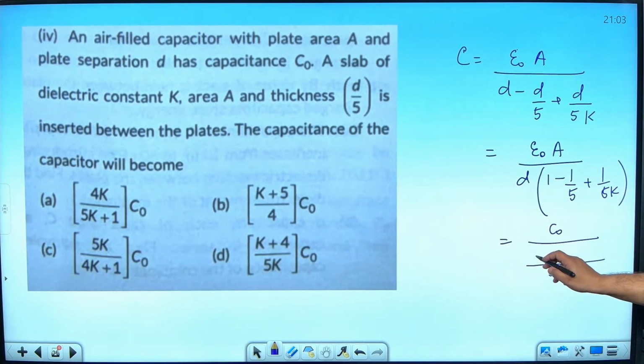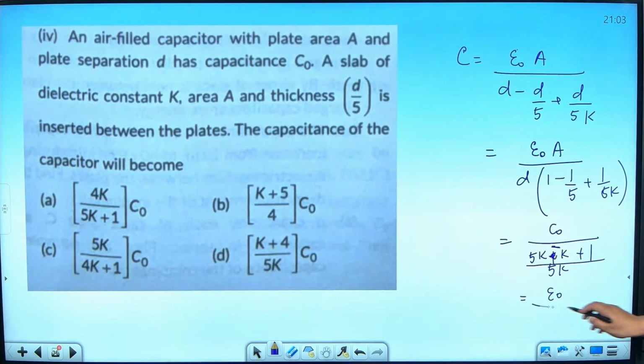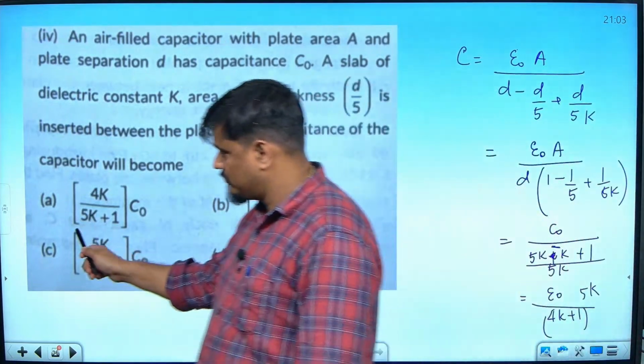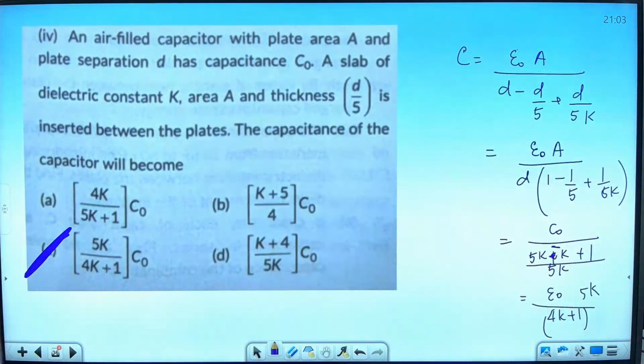Can I tell like that? So it will become how much? 5K minus K plus 1. Actually, minus K, here minus will come. Divided by 4K plus 1, and 5K will go above. What is the answer? I hope you have understood this. C is the answer. Is it clear to you?